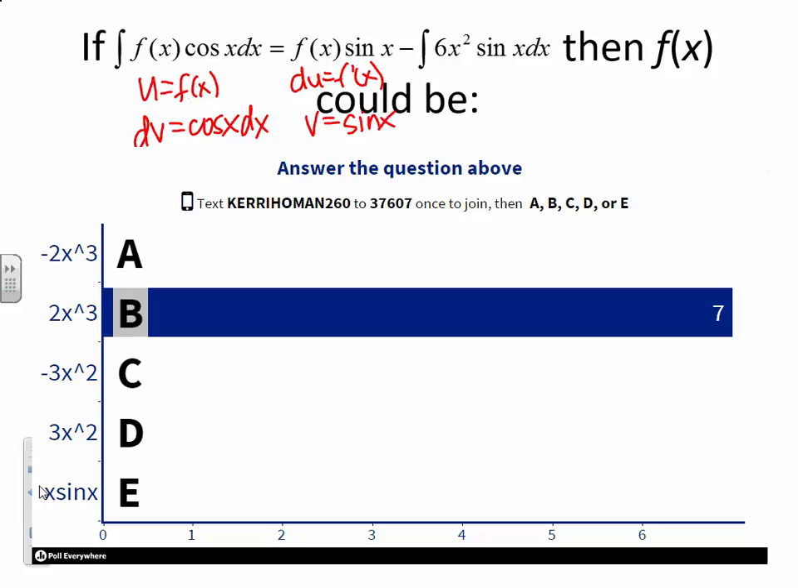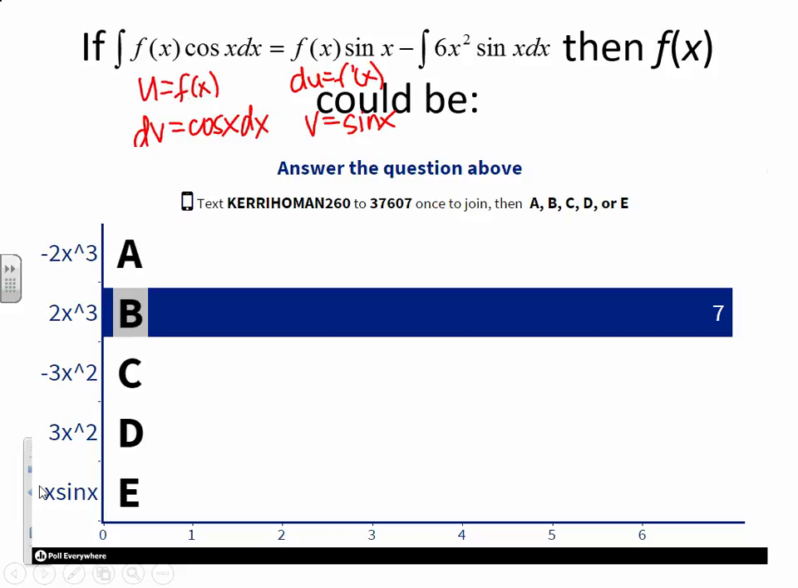Okay, so in our integral, since we have 6x squared sine of x, what is 6x squared? That is du, which means u is 2x cubed. Very nice. So everyone answered B, the right answer? All our students also get this right. We only have 7. No, I actually had 9.